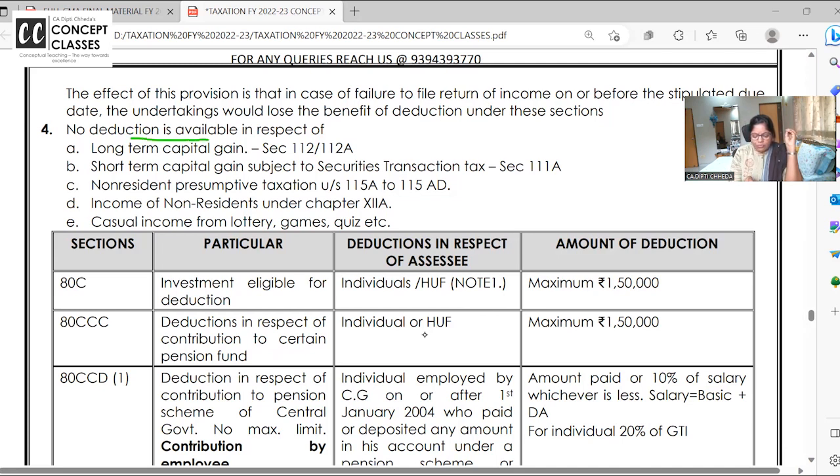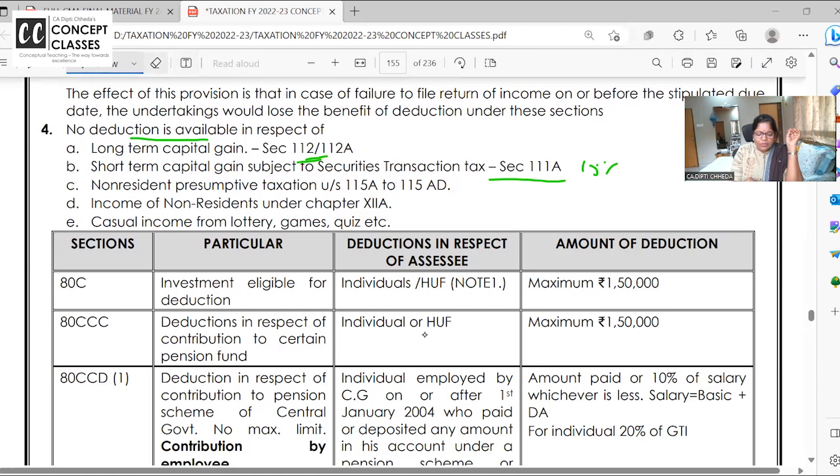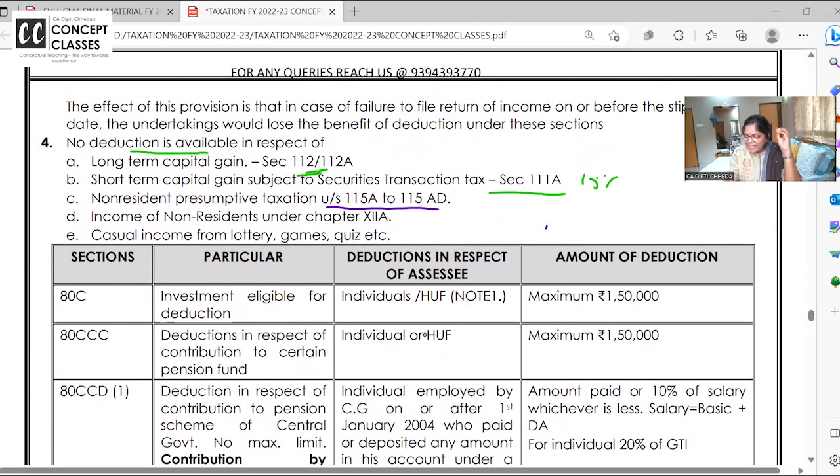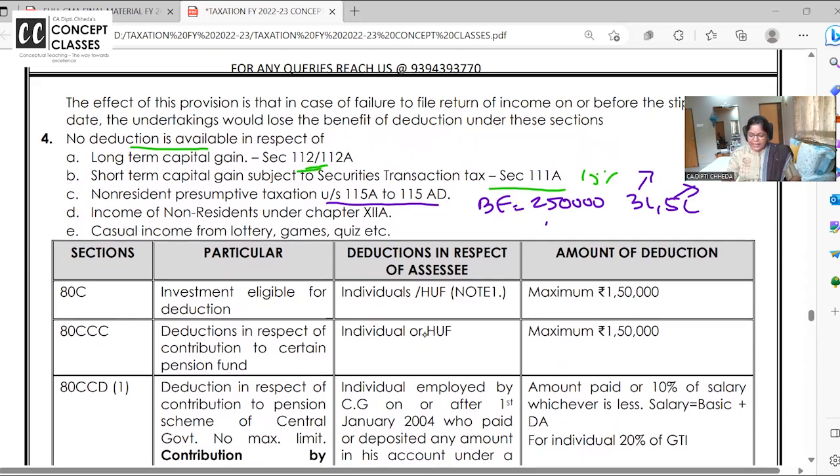No deductions are allowed from long-term capital gain. Long-term capital gain पे आपको कोई deductions नहीं मिलेगा. Short-term capital gain on shares, which is 15% and STT is deducted, on that, no deductions are allowed. Okay, right. Non-resident will not get chapter 6A deductions. I hope you remember at base level, dear students, for non-residents basic exemption is always 2,50,000. They don't even get additional basic exemption, that is the benefit of additional basic exemption of 3 lakh and 5 lakh, which is given to senior citizen and super senior citizen. They don't get it, right?